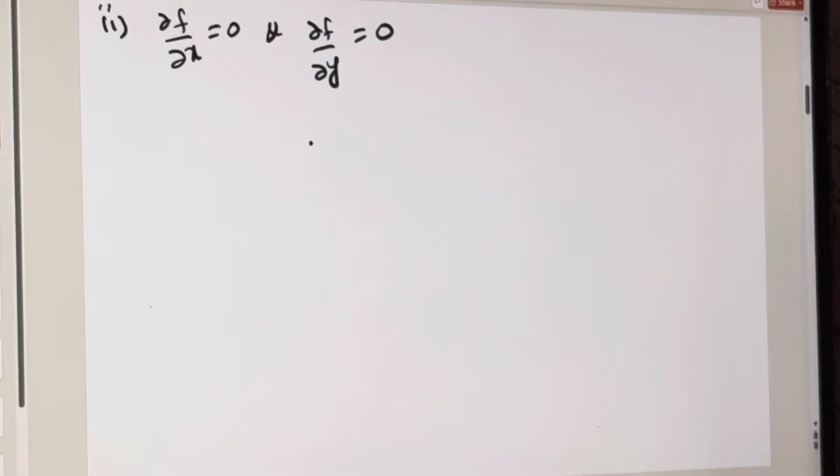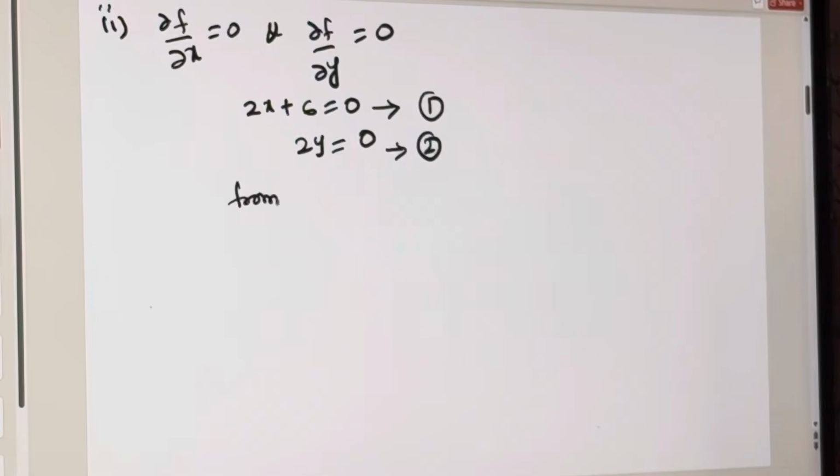∂f/∂x क्या है students, 2x plus 6 is equal to 0 is nothing but your ∂f/∂x. So let this be equation 1. And what is second equation? Second equation is nothing but 2y is equal to 0. Okay, so let us consider it as second equation. Now from the first equation what we are going to get, 2x plus 6 is equal to 0, 2x is equal to minus 6 आप लिख सकते हो. So what is the value of x? X is equal to minus 6 upon 2 which is nothing but minus 3.